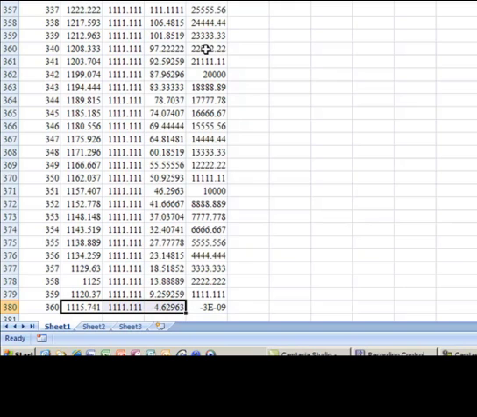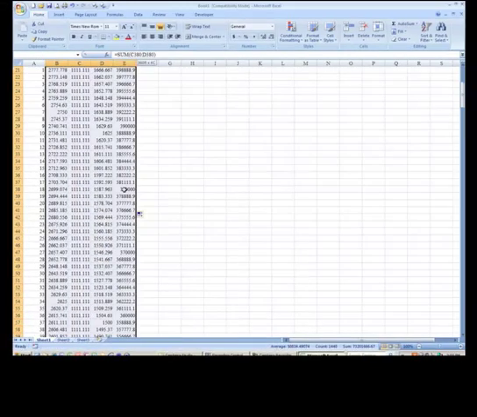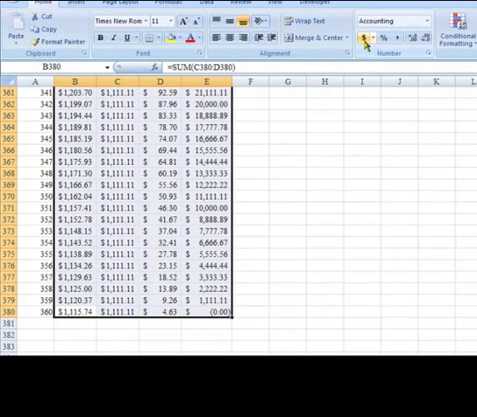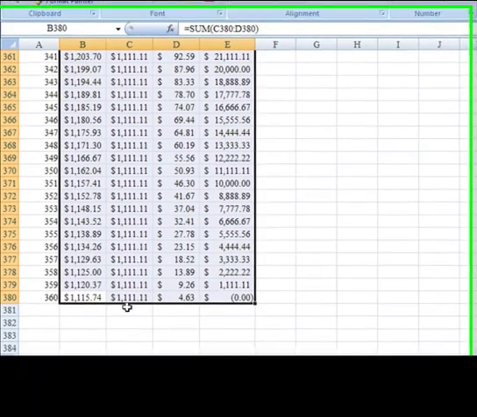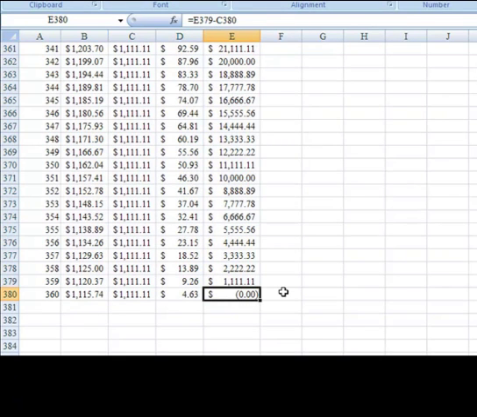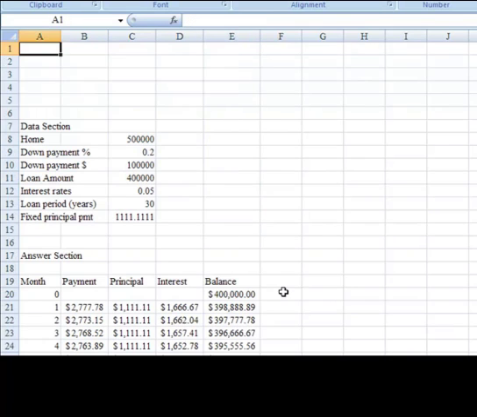Let's prove that out by formatting this. I'm going to hold the shift button down. I'm in cell B380. I'm going to go over to E380 and go end up. So that's now selected my whole range, and I'm going to change the format to maybe currency. And you can see that after 360 months of payments, which were declining payments over the period, it is now zero. You don't owe anything after this loan. That's the end of this amortization schedule.